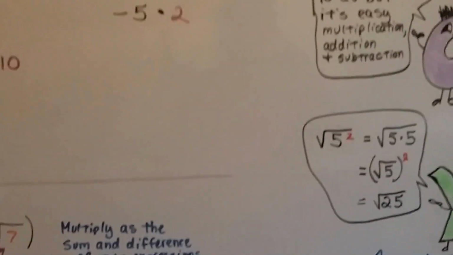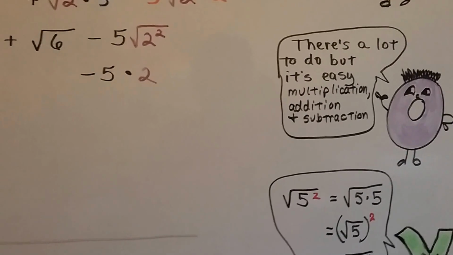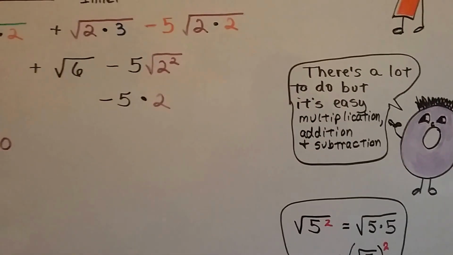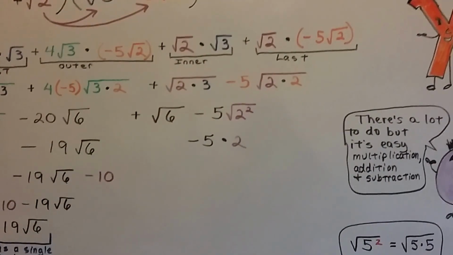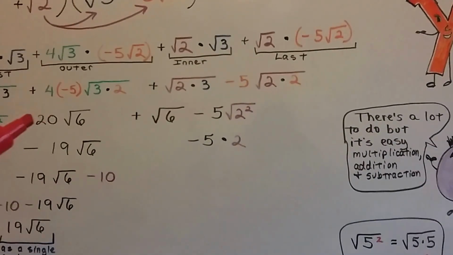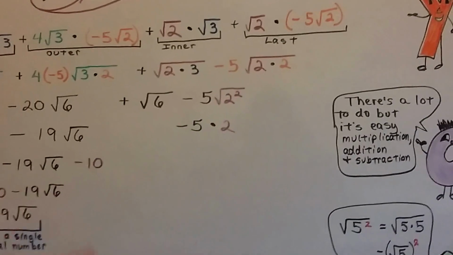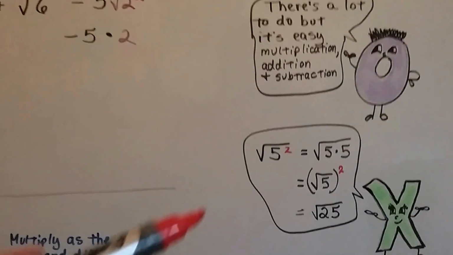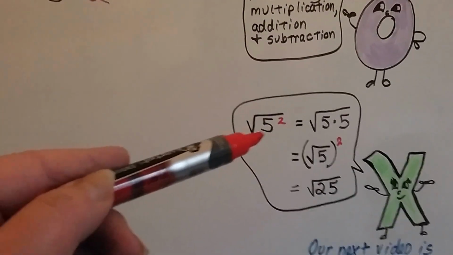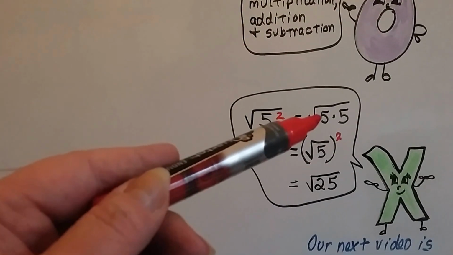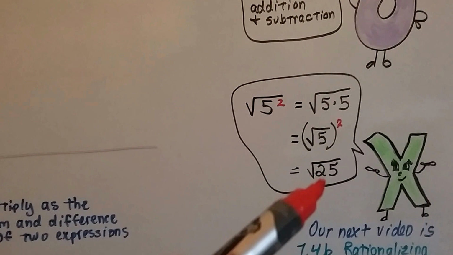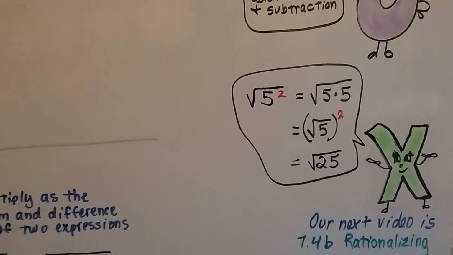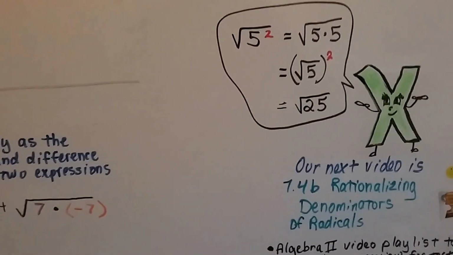So there's a lot to do, but it's easy multiplication, addition, and subtraction. So when you see this, it's not that hard to do. It's just easy work. There's just a lot of it. So you just take each step a little bit at a time. And remember, if you see the square root of 5 squared, it's the same thing as the square root of 5 times 5. It's also equal to the square root of 25, isn't it? Square root of 25 is 5.